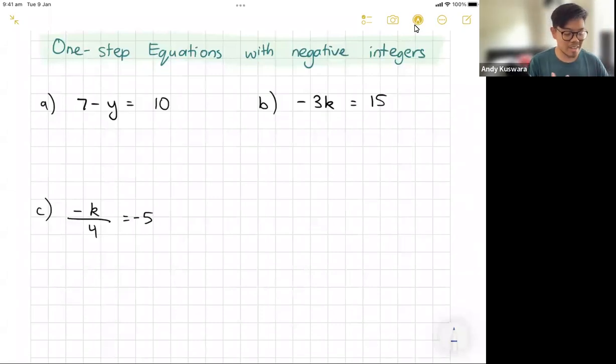All right, we're doing one-step equations with negative integers, sorry, negative numbers. So let's work with what we know how to do. First things first, for question A, I'm looking at that +7. I want to get rid of it. So the opposite would be -7 on both sides.